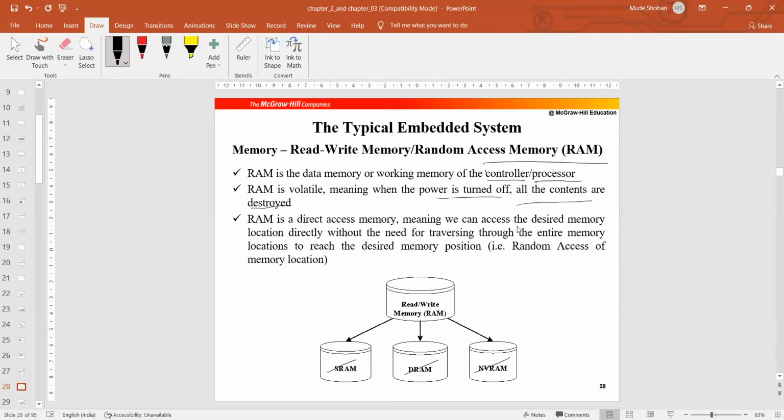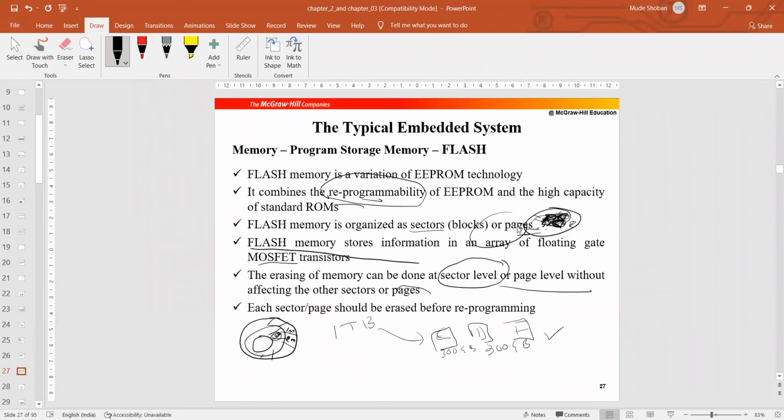So coming to the RAM type of memory, we have finished read-only memory till now and the types of read-only memories. Is it clear? Any doubt in this?